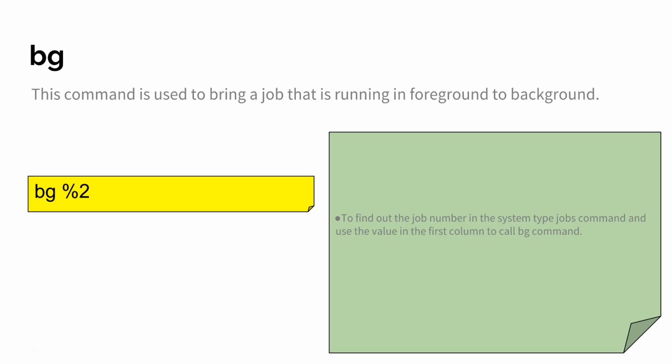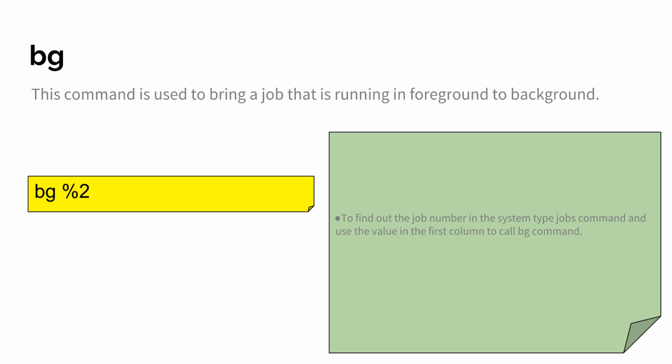Okay, BG. Again, it is to move a job from foreground to background mode. So you brought a job to foreground, now you want to send it to background, just do the BG command. Again, you cannot go back and use the AND operator, you have to use BG. So this is a tricky interview question.